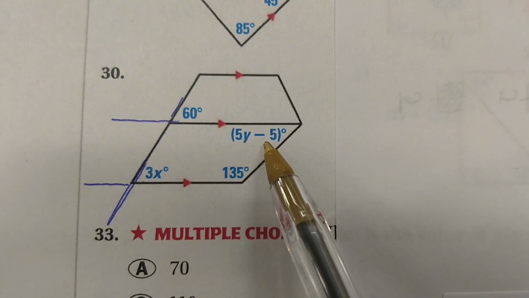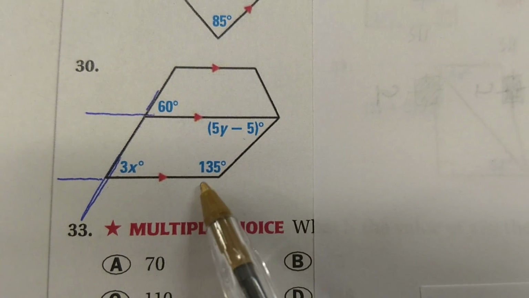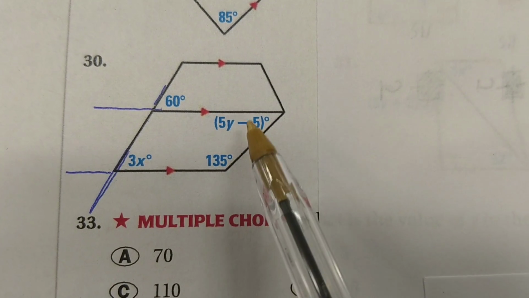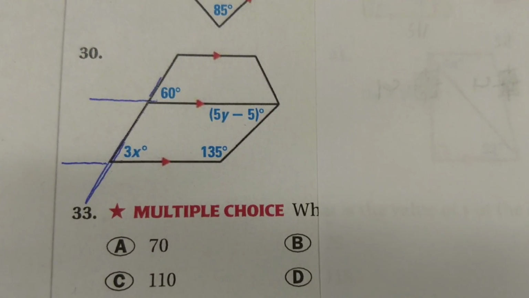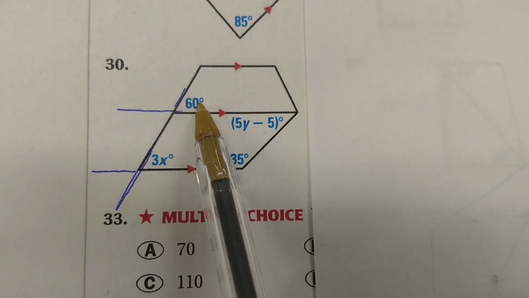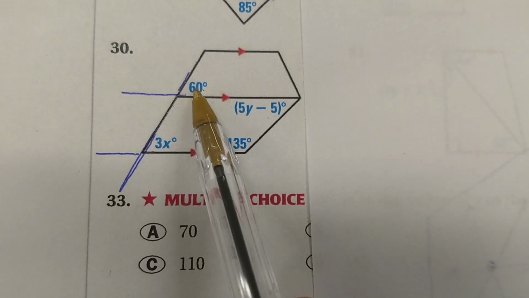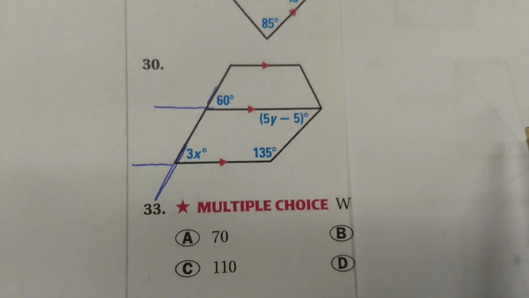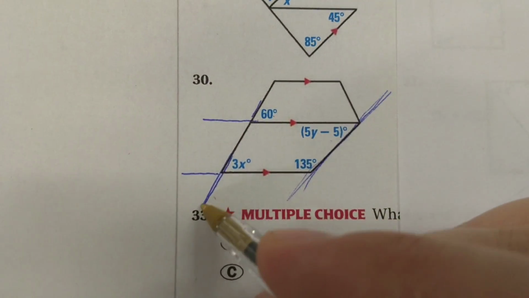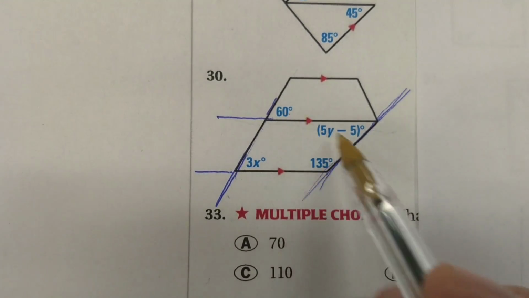Okay, on the other side, I've got 5y minus 5. I've got 135 degrees. I've got my 60 degrees up here. And if I'm trying to solve for this y, one thing that you might be tempted to do is to look at 60 compared to this 5y minus 5 and say, hey, aren't those alternate interior angles? And some people do that where they extend this and say, okay, here's one line, here's another line, and then there's my transversal cutting through. These are alternate interior angles.